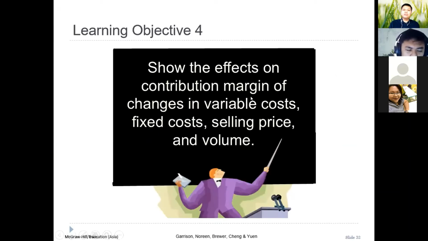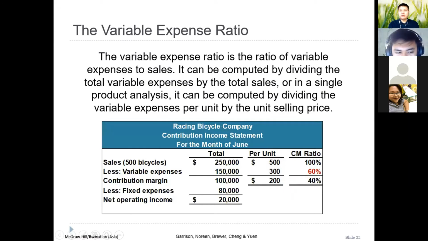Next, show the effects on the contribution margin of changes in variable cost, fixed cost, selling price, and volume. Ayan, what happens daw? Ito yung ginagawa natin kanina. The variable expense ratio is the ratio of variable expenses to sales. It can be computed by dividing the total variable expenses by the total sales, or in a single product analysis, by dividing the variable expenses per unit by the unit selling price. So we are familiar with this already.